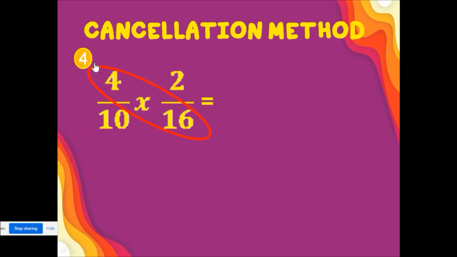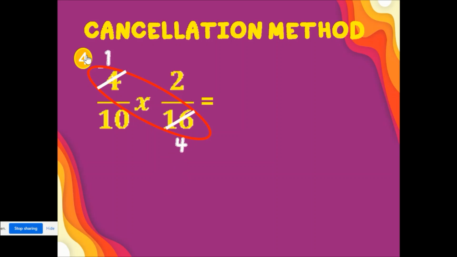Then after finding the GCF of 4 and 16, now let us divide 4 and 16 by 4 since 4 is their GCF. So 4 divided by 4 is equal to 1. And then 16 divided by 4 is equal to 4.